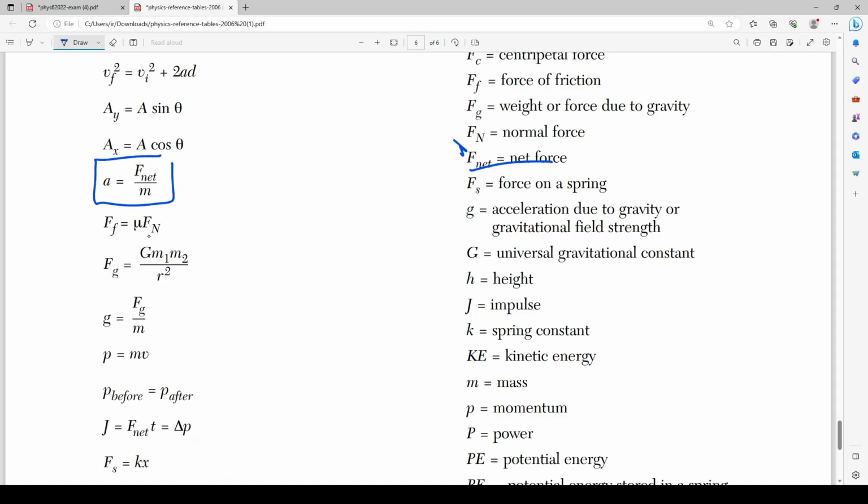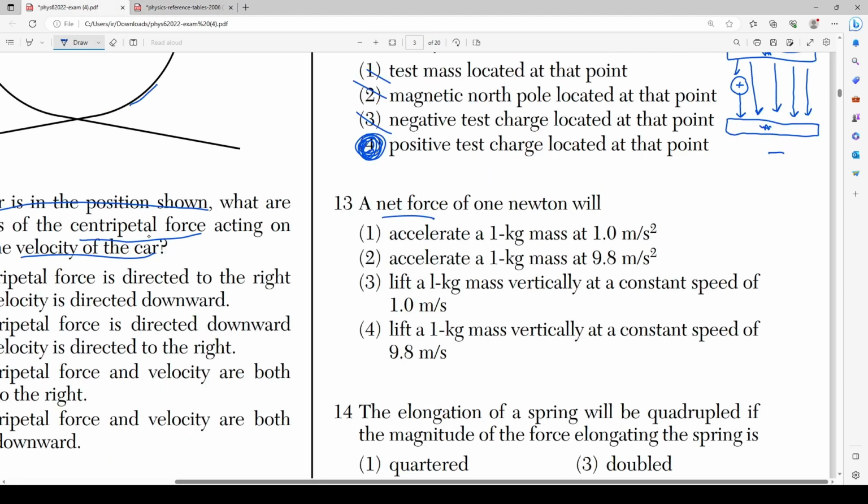A is equal to F net over M, and if I want to put this in terms of F net, I can rewrite this. I can multiply both sides by M, which cancels out the denominator, and I'm left with AM, or acceleration times mass, is equal to my net force. So now I have F net is equal to acceleration times mass.